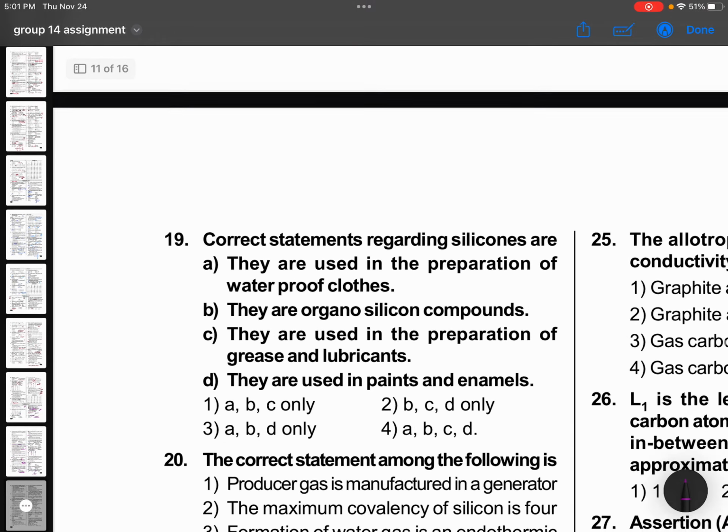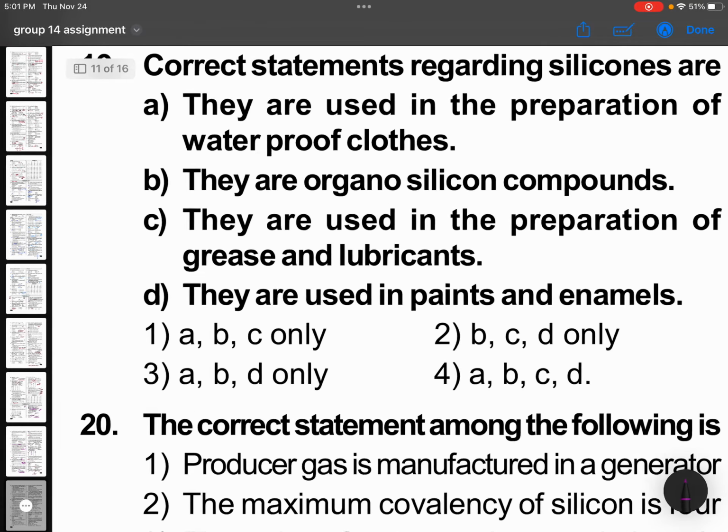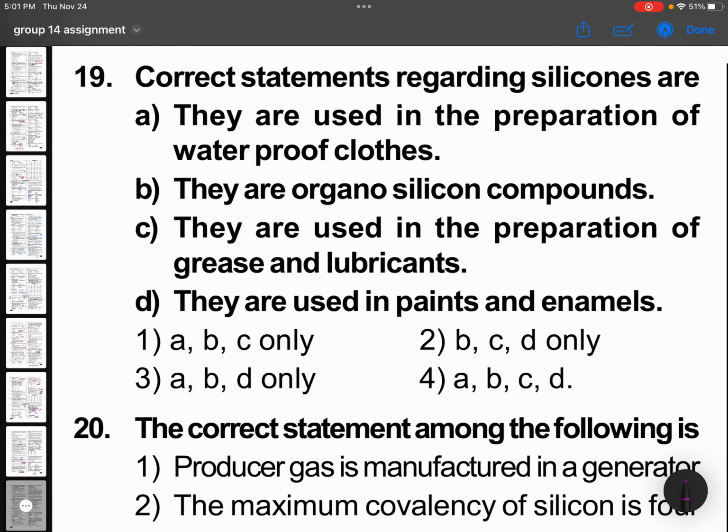But it is again not there in NCERT at present. Correct statements regarding silicones are there. You need to remember this. They are used in the preparation of waterproof clothes, right? They are organosilicon compounds, right? They are used in the preparation of grease and lubricants, right? They are used in paints and enamels, right?